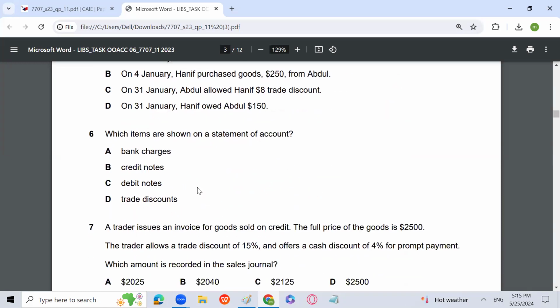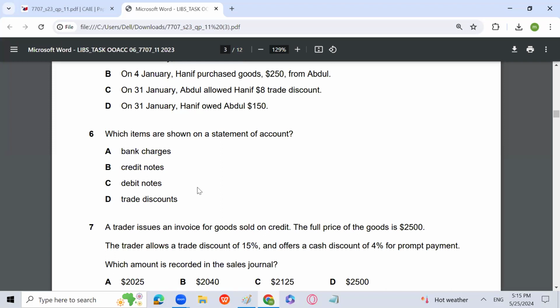Which items are shown on a statement of account? Bank charges, credit notes, debit notes, or trade discount. So what is a statement of account? It is a record of all the transactions relating to a particular customer, informing him about all the transactions for a particular month and also showing the balance due by him at the end of the month.